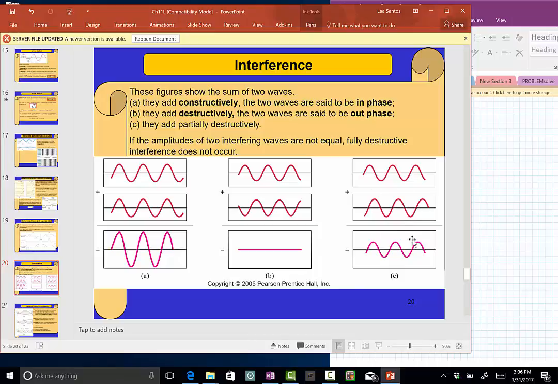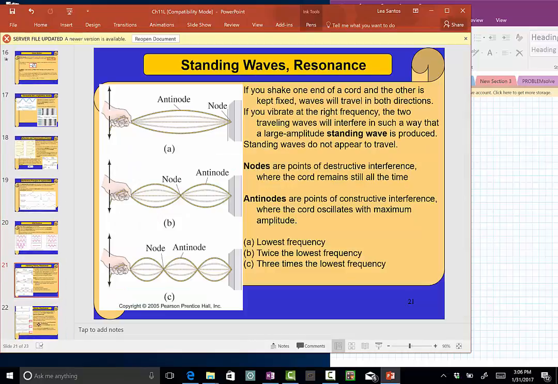And here in part C, we have a combination of these two. It's an intermediate scenario where I have neither completely destructive nor completely constructive interference, something in between. Now let's see what we are going to do with these ideas. Let me show you the drawing.